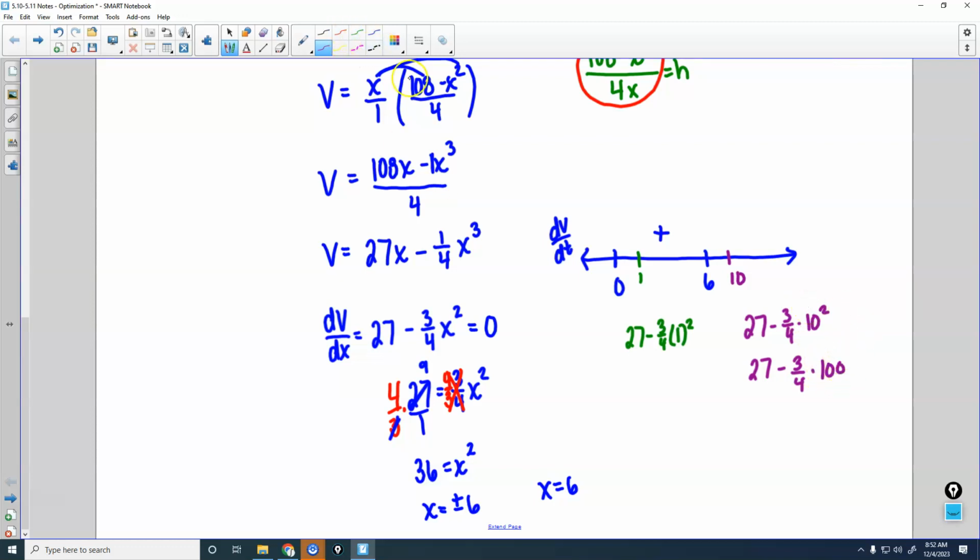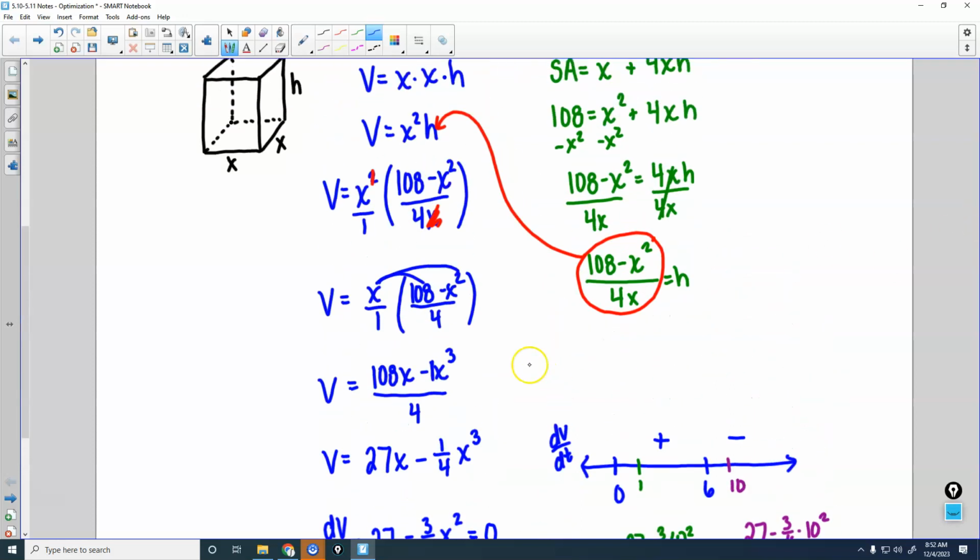3/4 of 100 is 75. 27 minus 75 is negative right there. So for this, x is going to equal 6. That will be our maximum because we are switching from positive to negative right there.